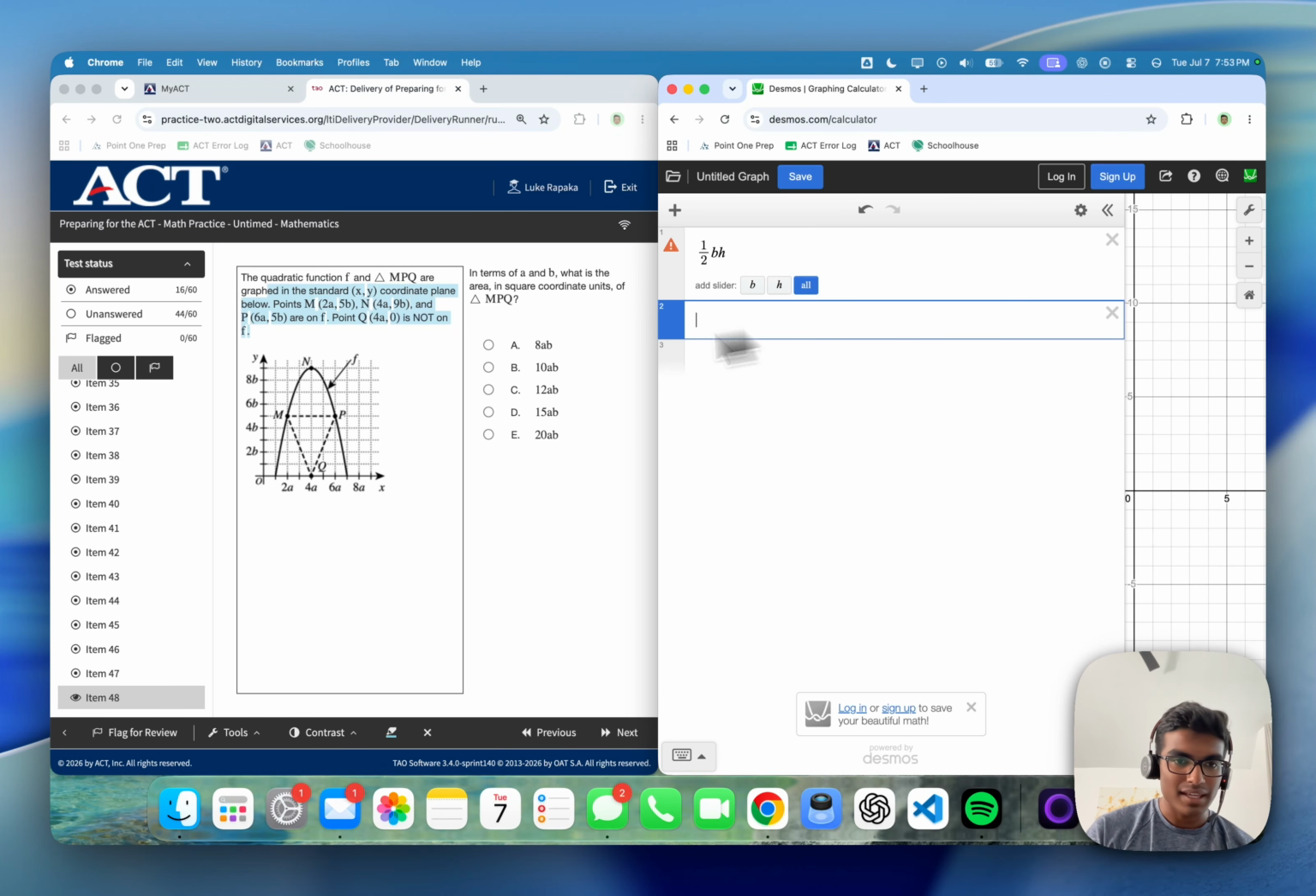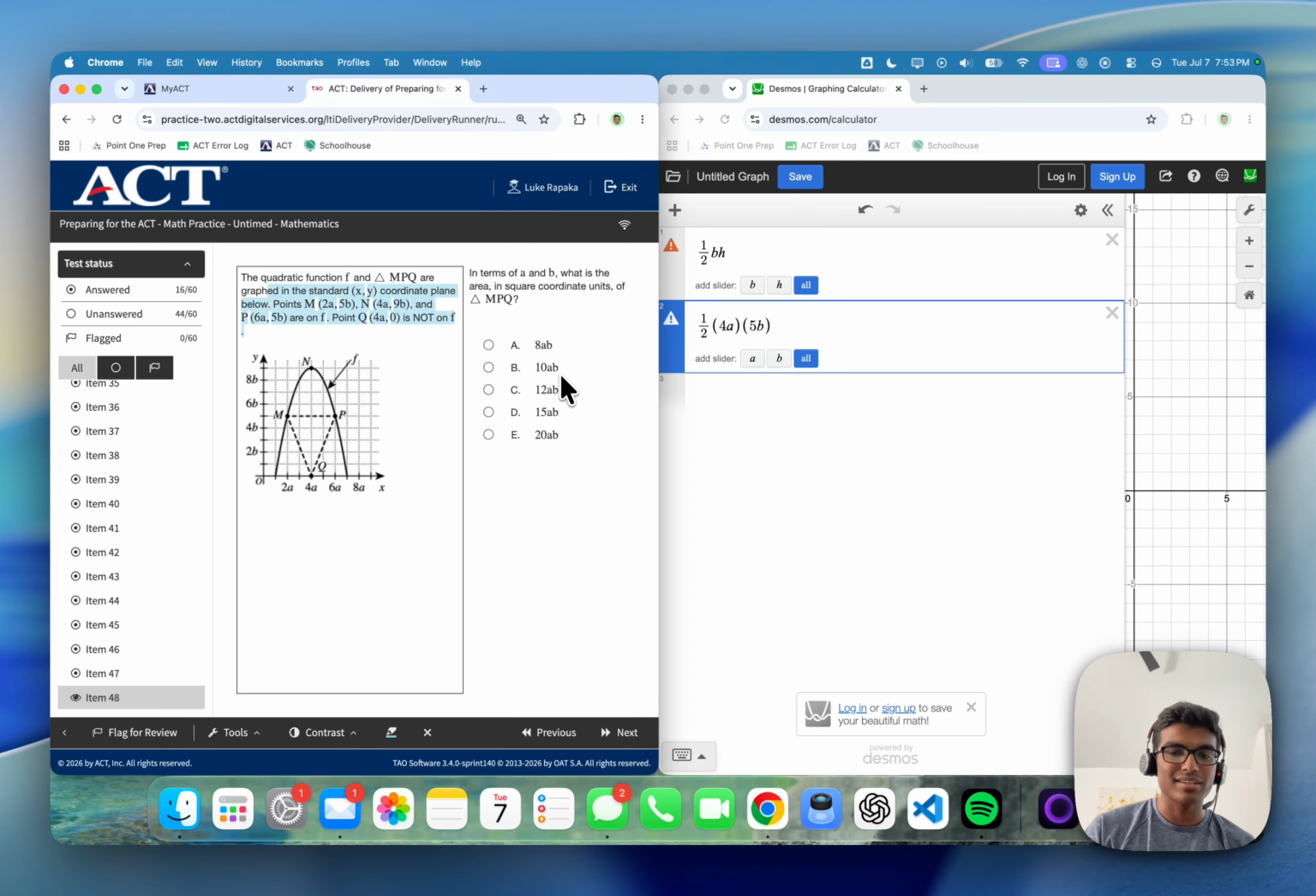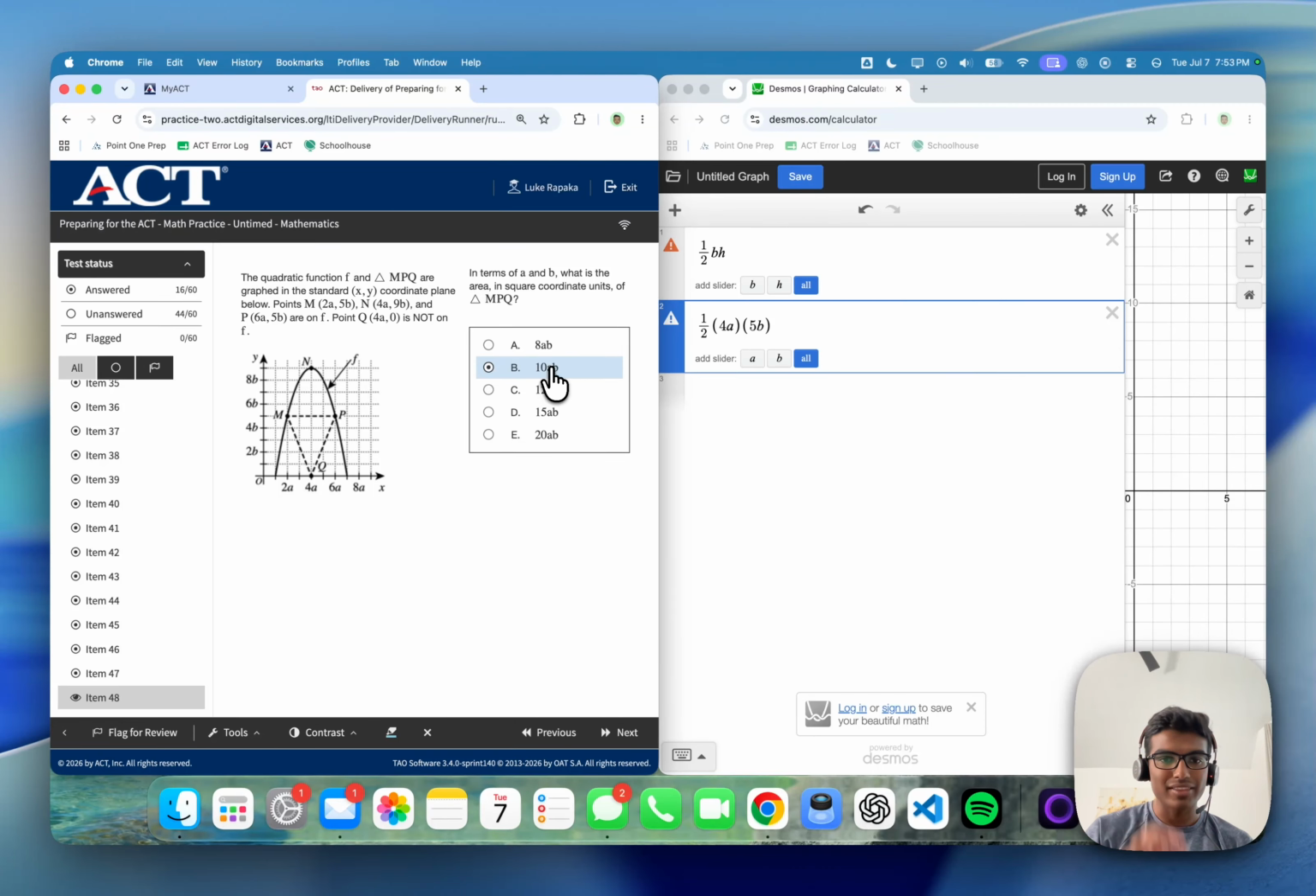The base is this up here. So that's 1/2 times 4 times 4a. Height, that is 5b. So 5b. And then I can multiply this out. So that's 20ab times 1/2. That's 10ab. So 10ab would be my answer right there.